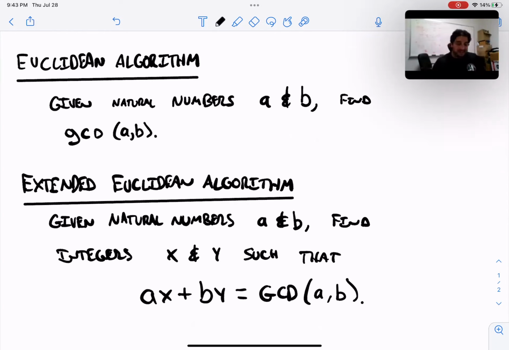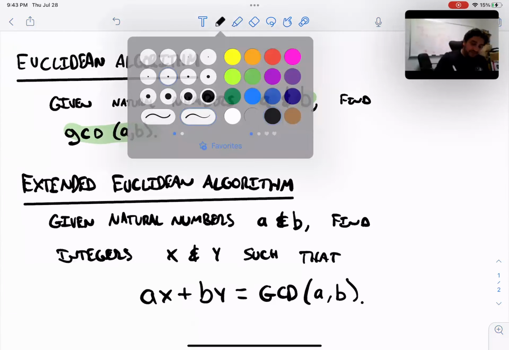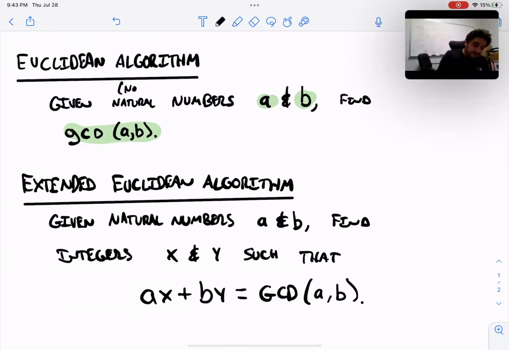So the Euclidean algorithm, you start with two numbers, a and b, natural numbers, whole numbers, right? And then it's going to return their greatest common divisor. So here, really, you do want non-zero natural numbers, right? You want positive natural numbers, just so they have a well-defined greatest common divisor, right?